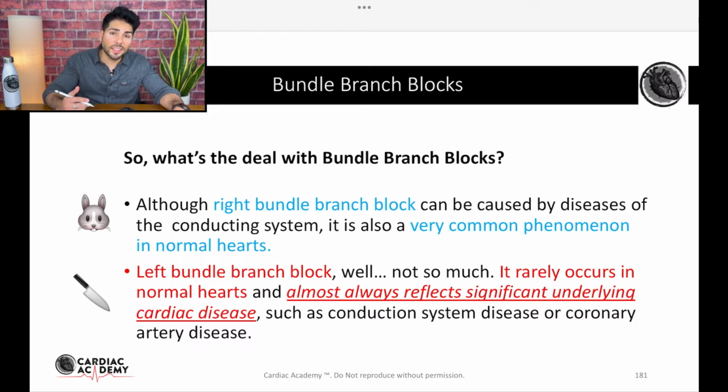Now, on the other hand, a knife is always dangerous, right? So left bundles are always pathological. It could be some issue with conduction, or it can also be coronary artery disease. Additionally, if a patient comes to the hospital complaining of chest pain, and they have an old EKG that was a normal sinus rhythm with no blocks, and all of a sudden today's EKG shows a new left bundle branch block, that is a STEMI equivalent.